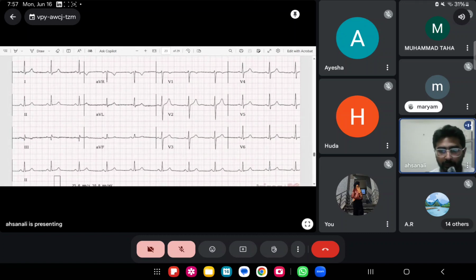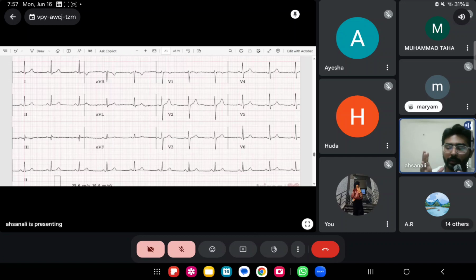So 300, 150, 100, 75, and it is less than 75. It's somewhere between 75 and 52, around 65, I guess. So, all right, the rate is normal, and the rhythm is sinus rhythm, and it is regular. The QRS complexes are falling at a regular interval, so the rhythm is also fine.